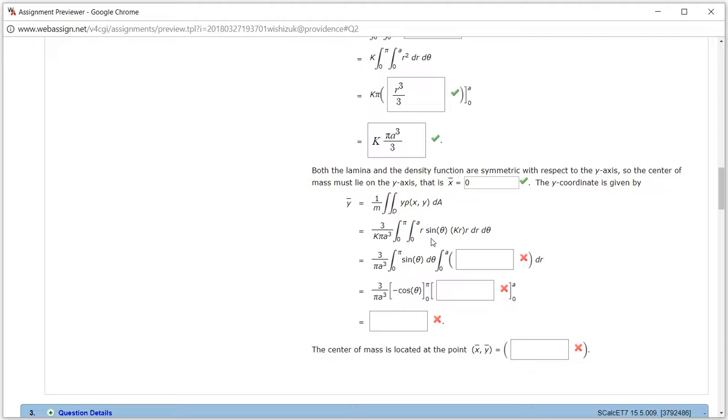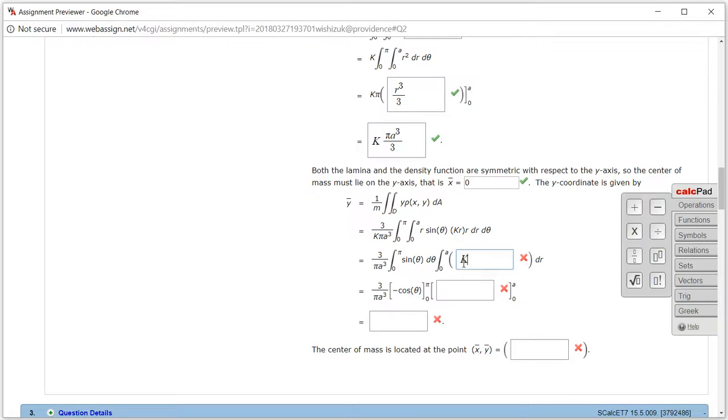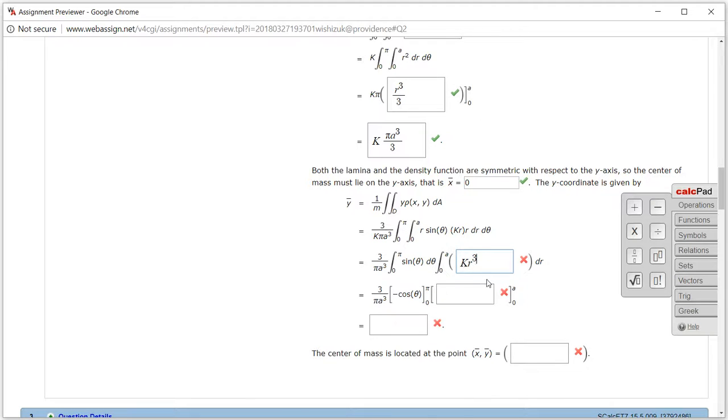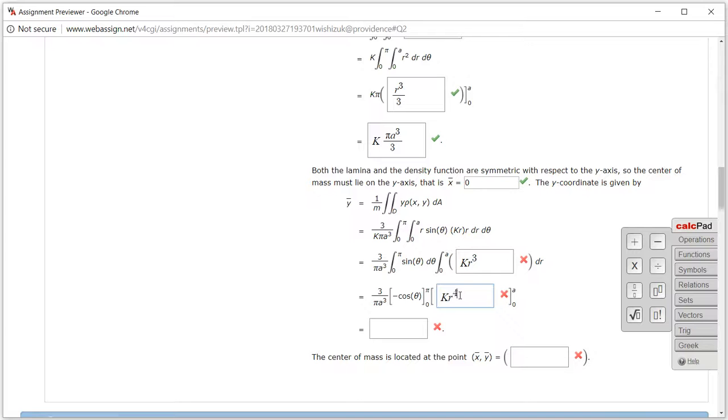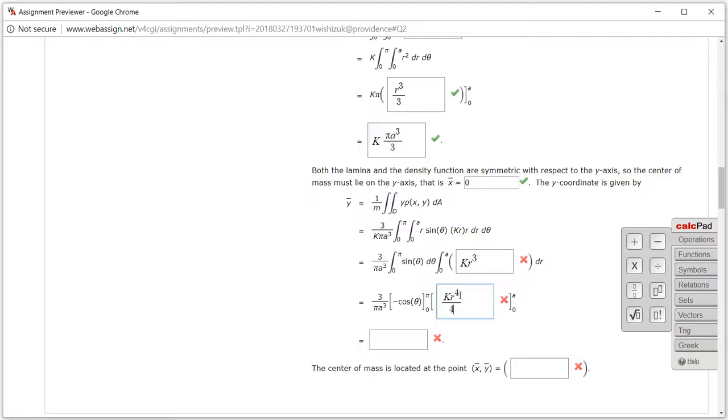So we're going to separate the integral. You have a sine here, and all the r's here. How many r's are there? There are 3 r's, so it's going to be k r cubed. Now I'm going to integrate. The antiderivative of sine of theta is negative cosine of theta, going from 0 to pi. And the antiderivative of this is k times r to the 4th power divided by 4.